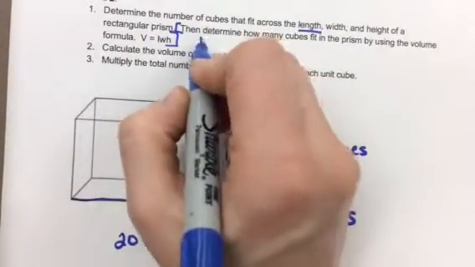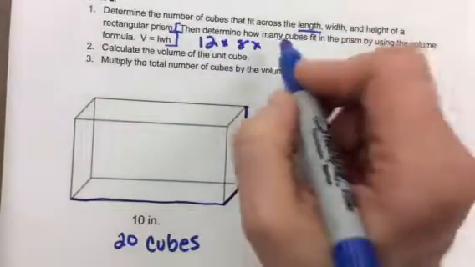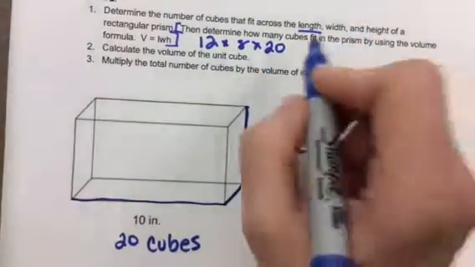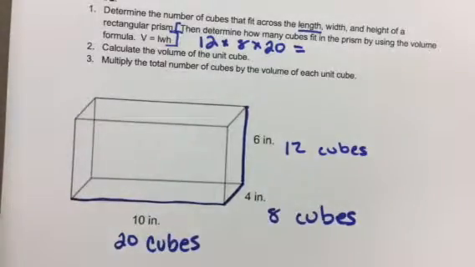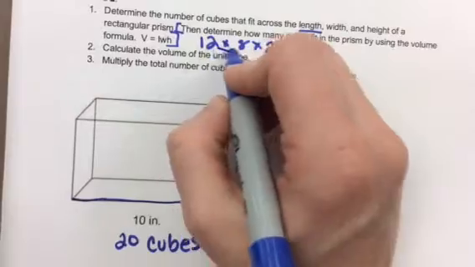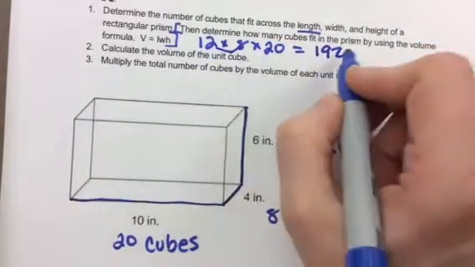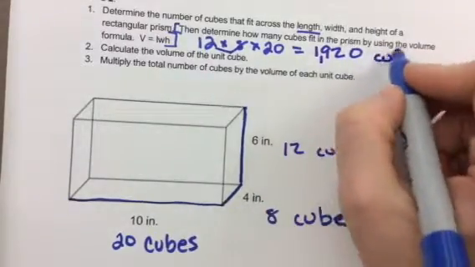times height. So 12 times 8 times 20 to calculate the number of cubes. Well, I know 12 times 8 is 96, and 96 times 2 is 192, but it's times 20, so 1,920 cubes.